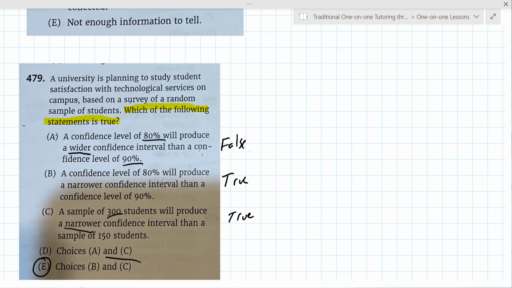All right, 480, do we need to do 480, 481? Could we do 481? Yes. Let's snip in.